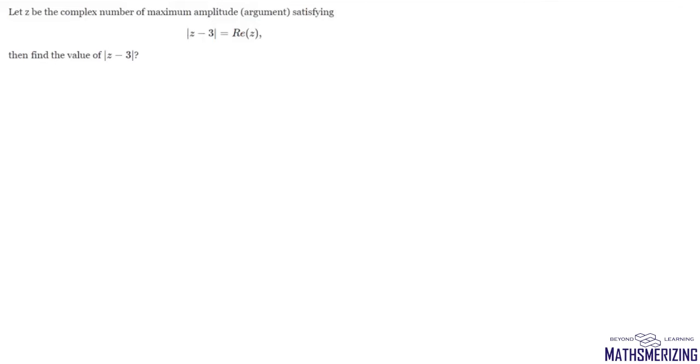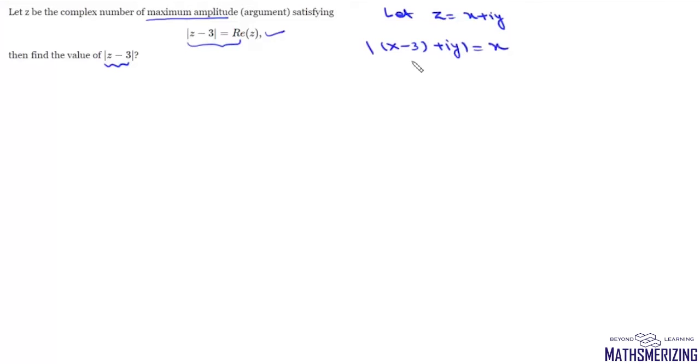Now this is an interesting question involving complex numbers and parabola. It says, let z be a complex number of maximum amplitude satisfying mod of z minus 3 is equal to the real part of z. Then we need to find the value of mod z minus 3. So first we'll simplify this equation. I'll let z be x plus iota y. Then we can write x minus 3 plus iota y is equal to the real part of z, which is x.